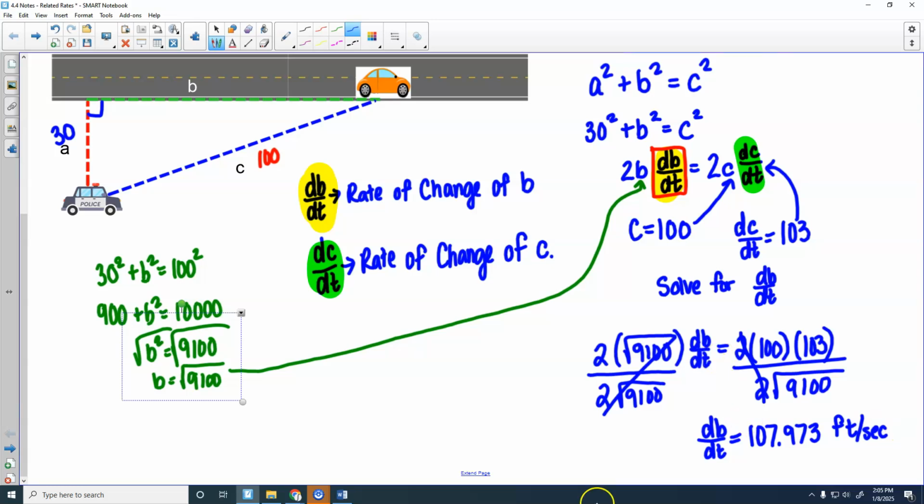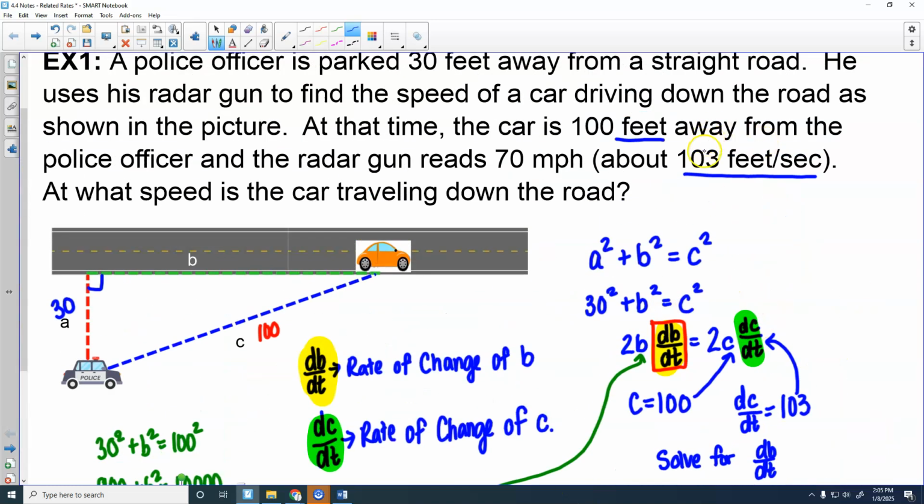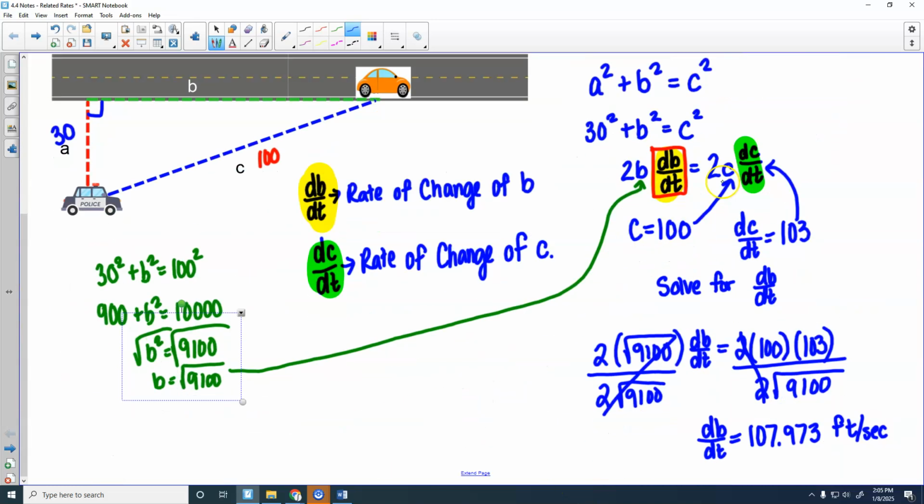So the radar said the car was going 103 feet per second. But according to these calculations, it really should be about 108. This is working in the driver's favor, because the actual speed's higher than what the officer is saying they were going anyway. So it wouldn't really be an issue in this case.